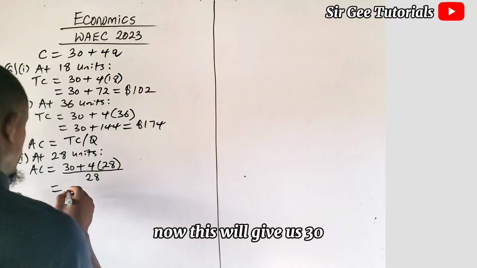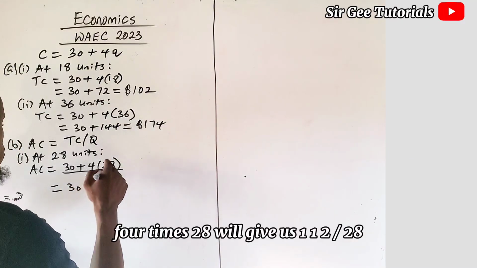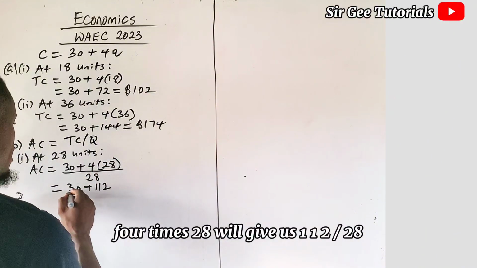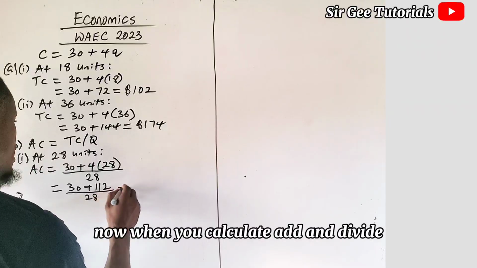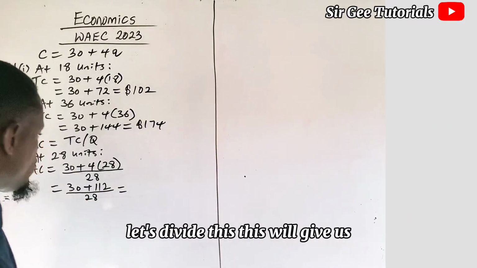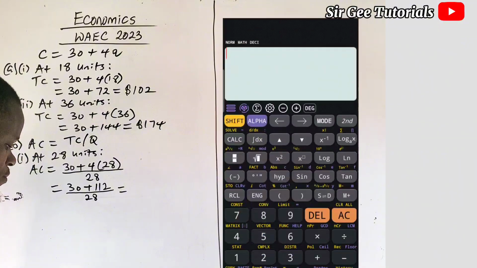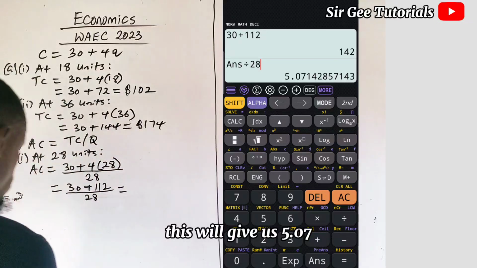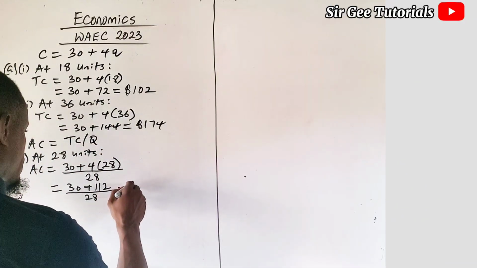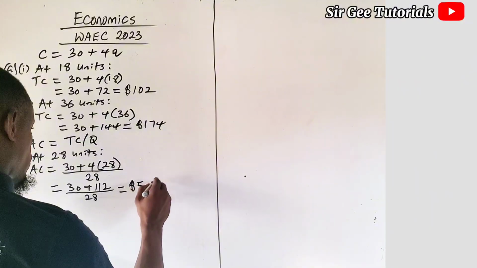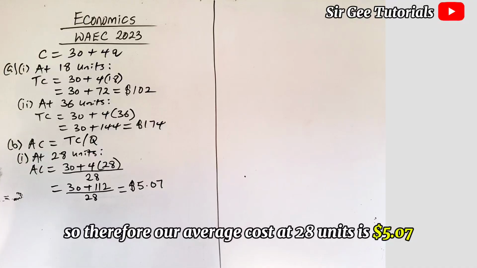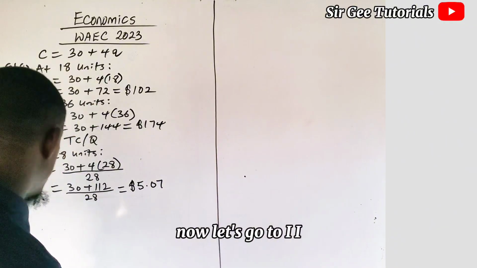Now this will give us 30 plus 4 times 28 will give us 112 divided by 28. Now when you calculate, add and divide, let's divide this. With our calculator, this will give us 5.07. So therefore our average cost at 28 units is $5.07. Now let's go to II.